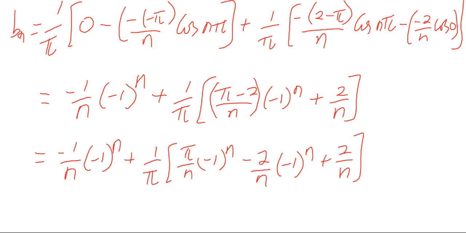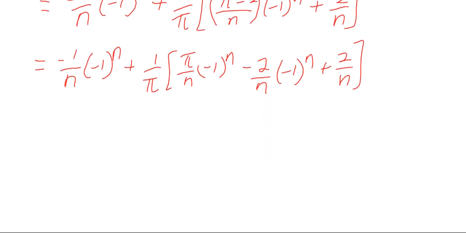Now you see, if you open the brackets here, if you multiply each term here by pi over n, this term now will vanish. This pi will cancel out. This pi will cancel this one. So we shall have minus 1 over n times minus 1 raised to power n, then plus 1 over n times minus 1 raised to power n.